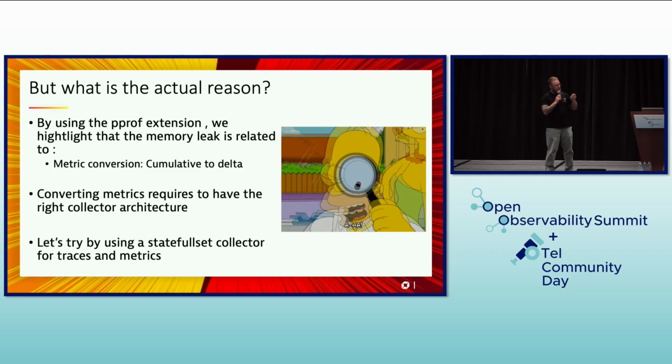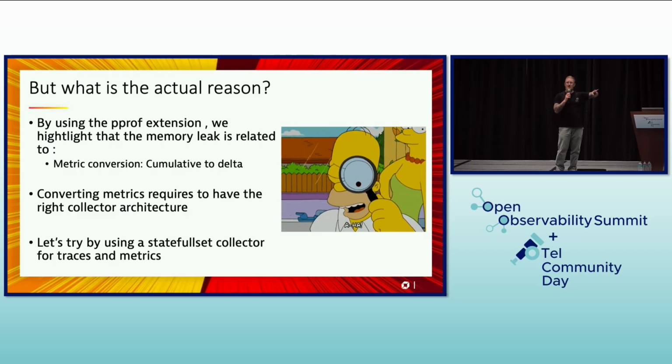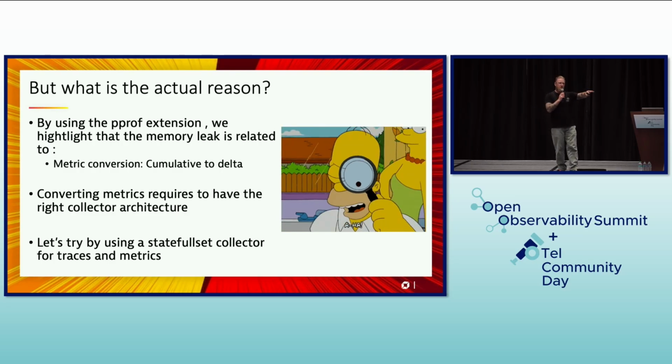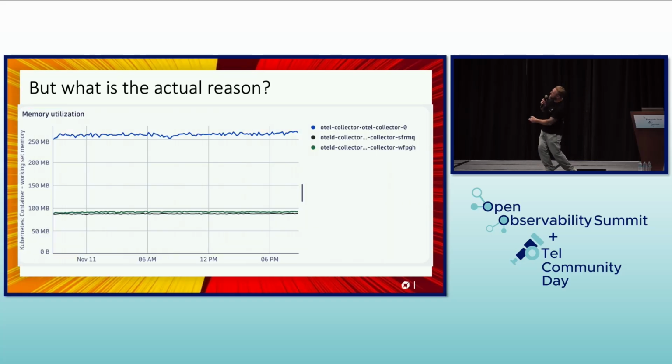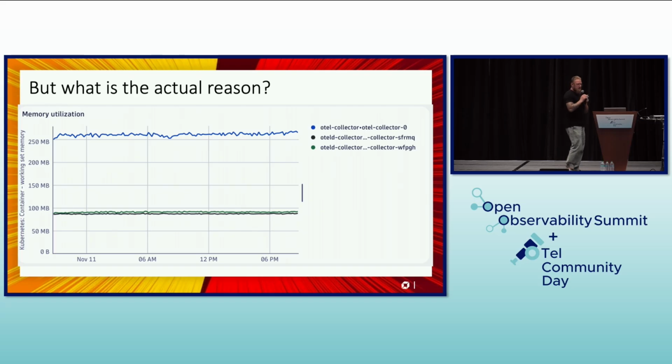Oh, okay. So then I said, okay, let's do the metric conversion on a stateful set. So I did the same tests, one daemon set for logs, and then a stateful set for traces and metrics. 24-hour test, metrics stable. So meaning that if you're doing metric conversion, please use the right architecture pattern. That's the conclusion.